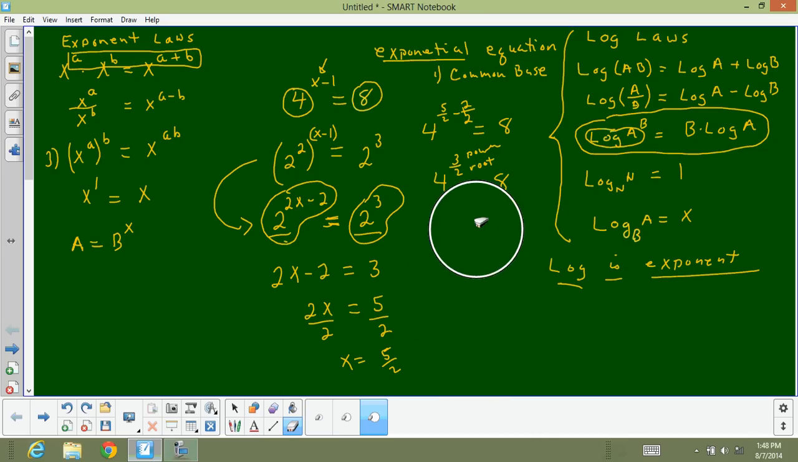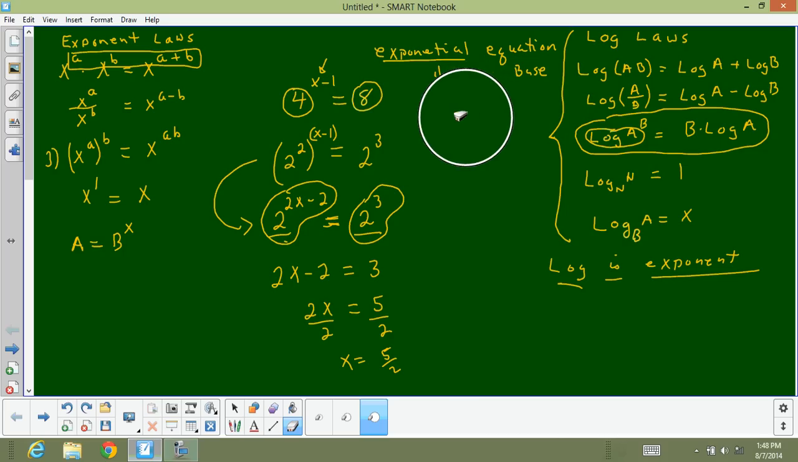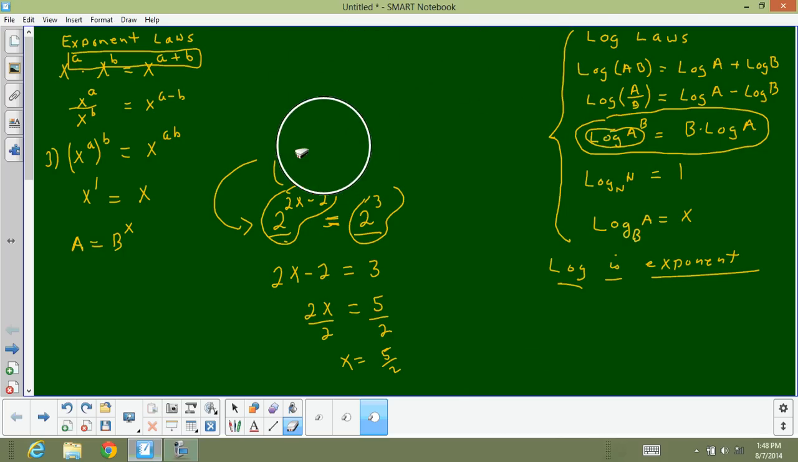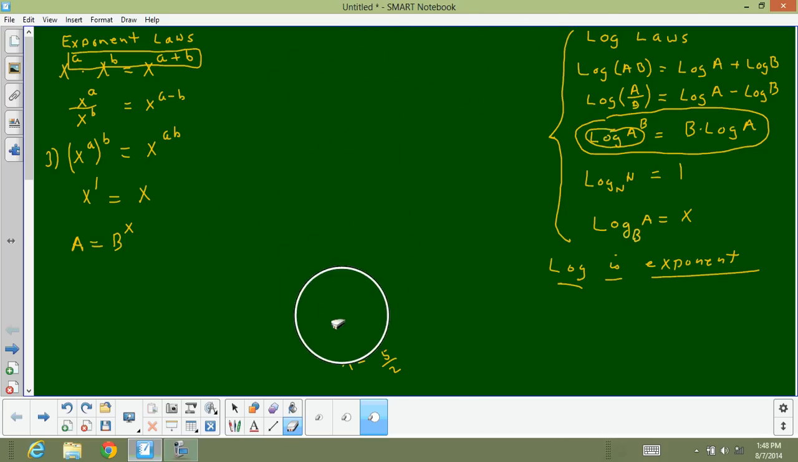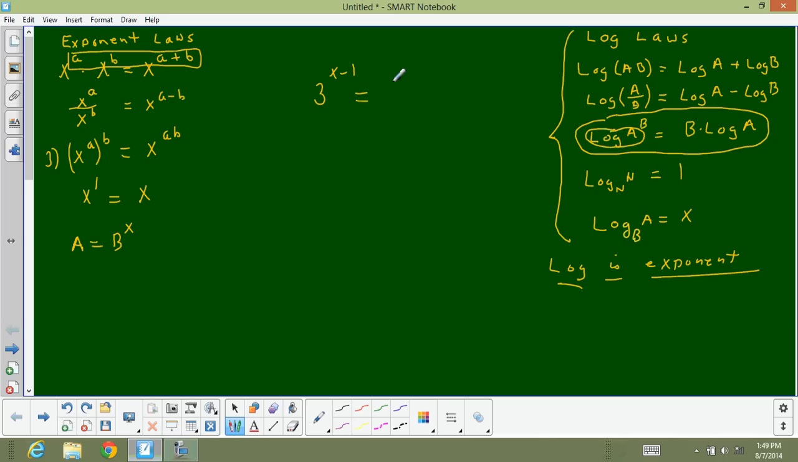Now, there is another technique. You can use a logarithmic technique, and the logarithmic technique relies on you being able to work these log laws. So as an example, let me write an equation in here. Let's see, 3 to the x minus 1 equals, it doesn't really matter, I'll say 15.